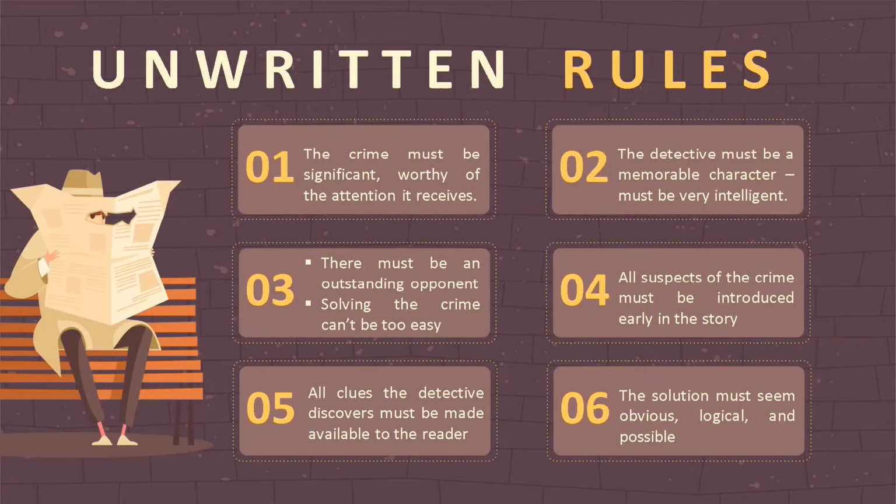For the first rule, the crime must be significant, worthy of the attention it receives. Most stories involve murder, though Conan Doyle tied the majority of his crimes to greed and theft. Second, the detective must be in some way a memorable character.